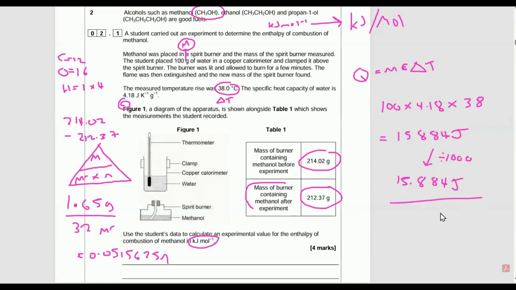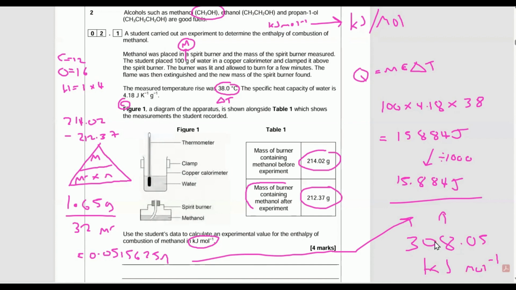And all I need to do now is divide that by n, which is that. So I'm going to do 15.884 divided by my moles. 15.884 divided by answer. Bing! I get 308.05. Now, yeah, that is kJ per mole to the minus 1.